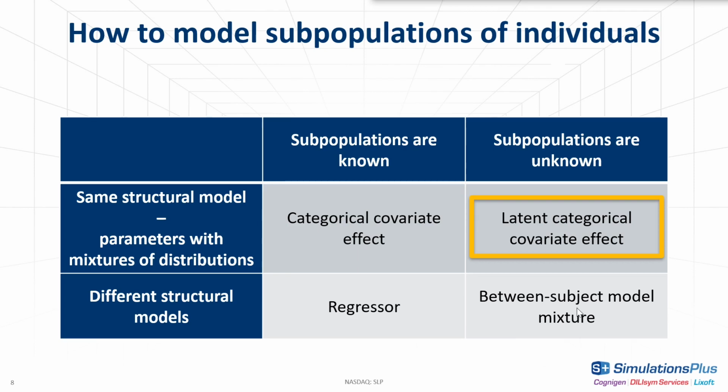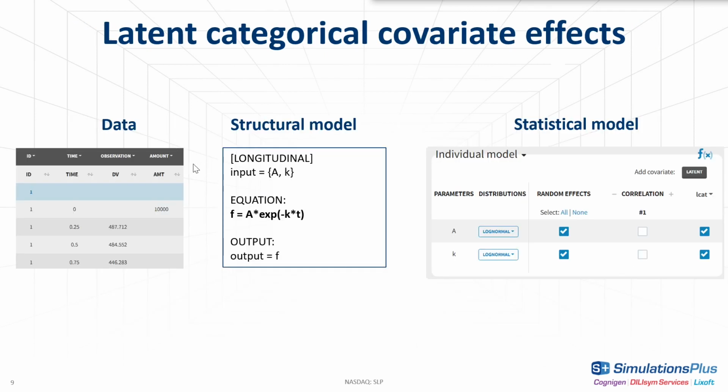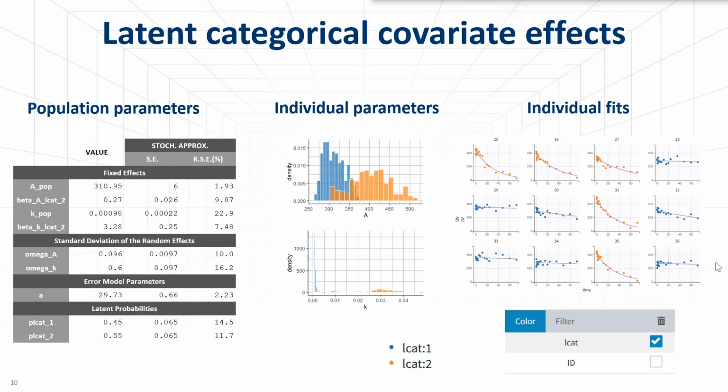Now, if the status of each individual is unknown, a latent categorical covariate can be used to perform unsupervised classification. Since there is no covariate in the data, the latent covariate, named by default LCAT, is created instead in the Statistical Model tab, with the same covariate effect on A and K. The probability for some individual of being responder or non-responder is estimated with the parameters PLCAT1 and PLCAT2, which sum up to 1. And the most probable category is available in the plot to stratify the two groups. Again, for more details on latent covariates, please have a look at the feature of the week number 27.